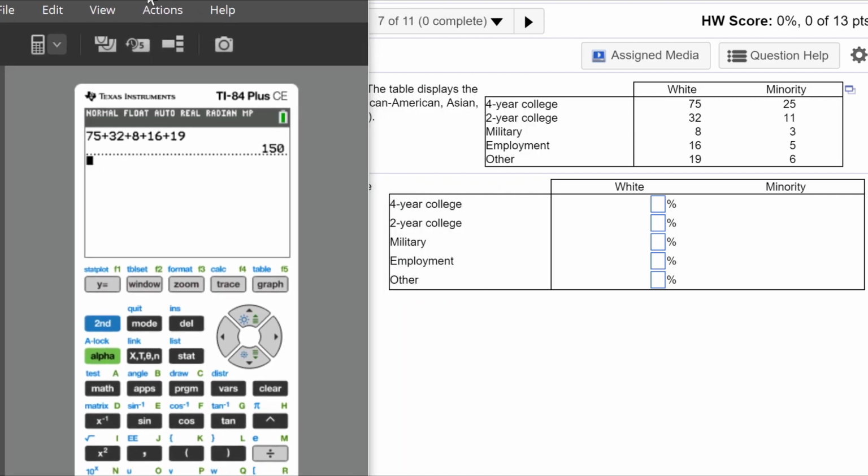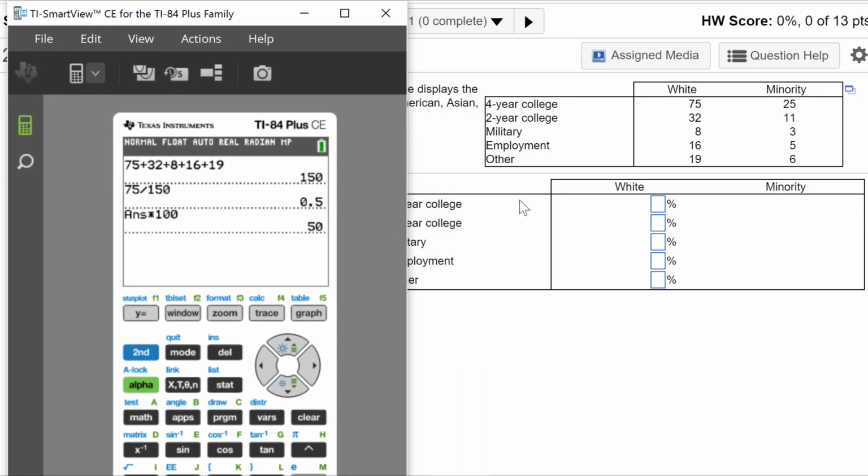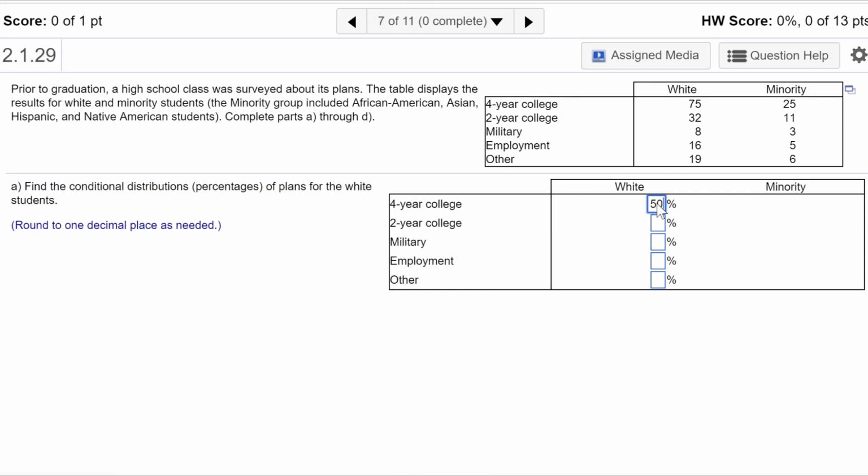So if I wanted to know what percent of white students had a 4-year college, I'm going to say the number 75 divided by the 150 and press enter. Now technically we need to go ahead and multiply by 100 to convert this to a percent. 50%. And it does say the rounding, be careful about this, round to 1 decimal place as needed. We don't need to round here, so we're just going to put 50%. And do the same thing for the remaining questions here for 2-year military, employment, and other.